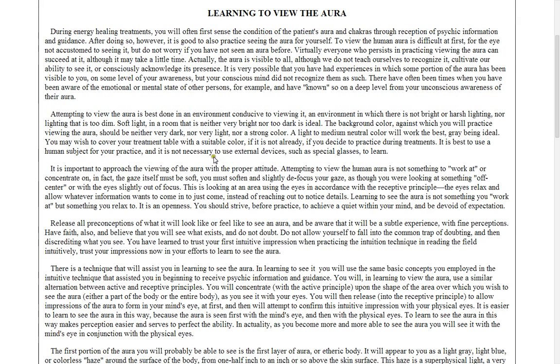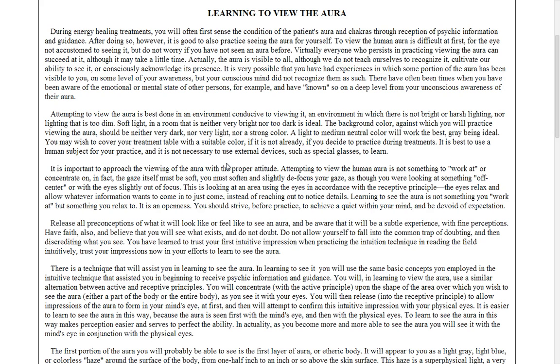Attempting to view the aura is best done in an environment conducive to viewing it. An environment in which there is not bright or harsh lighting, nor lighting that is too dim. Soft light in a room that is neither very bright nor too dark is ideal. The background color against which you will practice viewing the aura should be neither very dark nor very light nor a strong color. A light to medium neutral color will work the best, gray being ideal. You may wish to cover your treatment table with a suitable color if it is not already.